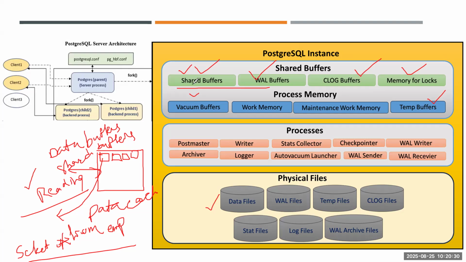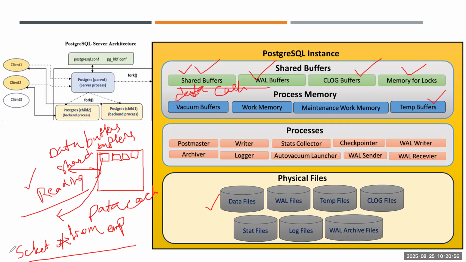Getting my point, everyone? Yes? So shared buffers are nothing but the data cache. Either you are reading the data or you are writing the data. First, it will verify whether any related files are available in the cache or not. If not, get the data from the disk. If yes, process the data from the cache itself.